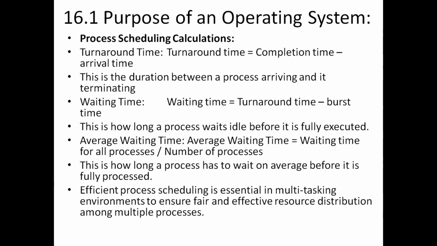Average waiting time is equal to the waiting time of all processes divided by the number of processes. Now these are some calculations that would come in handy in the paper. Most of them are a kind of precaution, but it's better. I have a feeling that they would come in handy in some of the questions. So average waiting time is how long a process has to wait on average before it is fully processed.